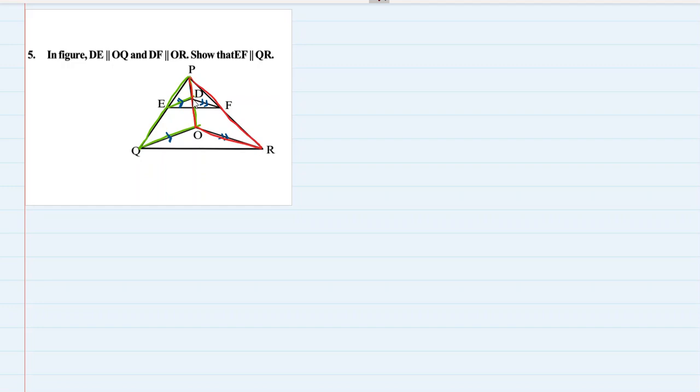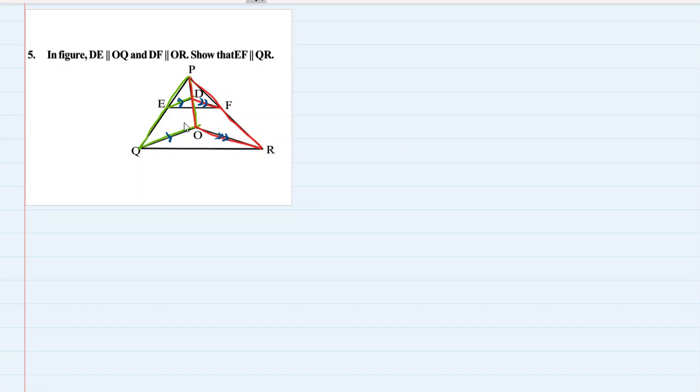Which two lines are parallel in this red triangle? DF is parallel to OR. So, can we apply BPT here? Yes. PD upon DO is equal to PF upon FR. Give it equation number 2.